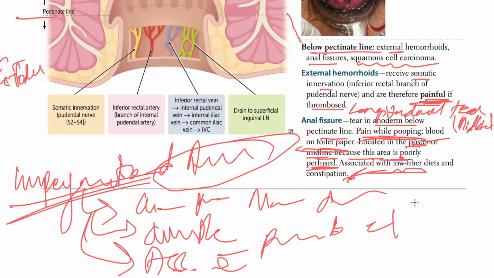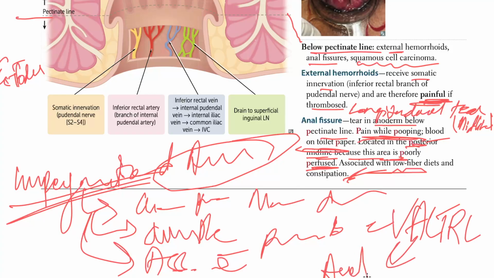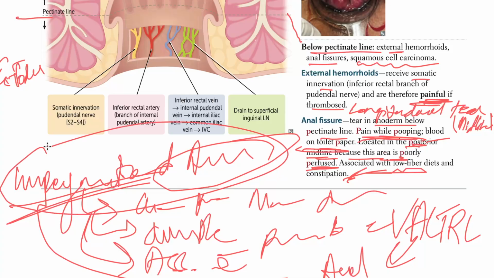Again, remember your VACTERL. V for ventral, A for anal defects. This is the anal defect, so you can have all of them. You can have anything as far as the ventral goes, right? So that's the imperforated anus. What else?